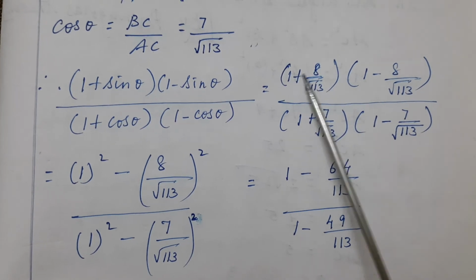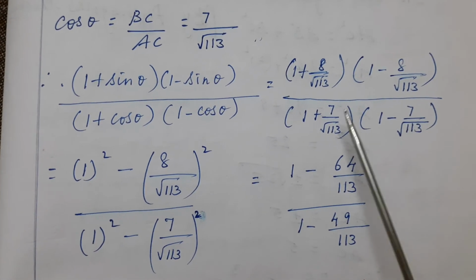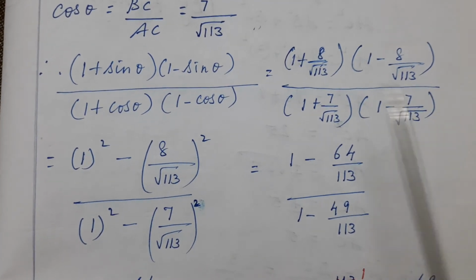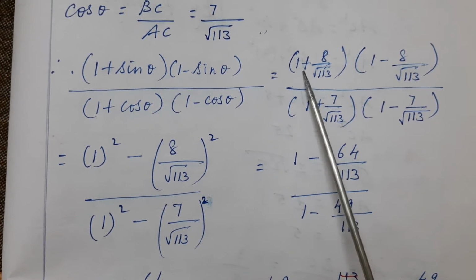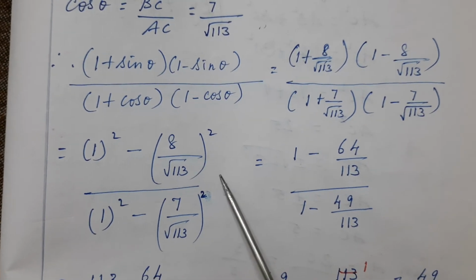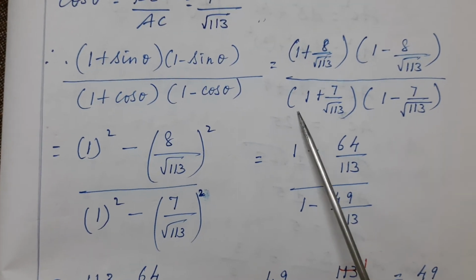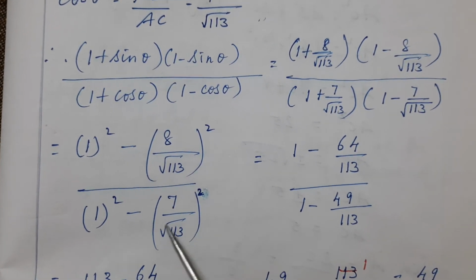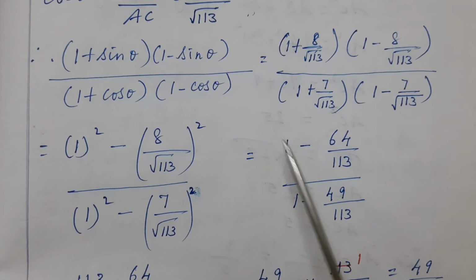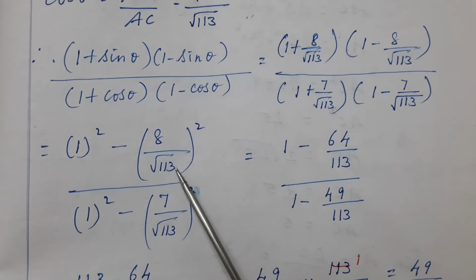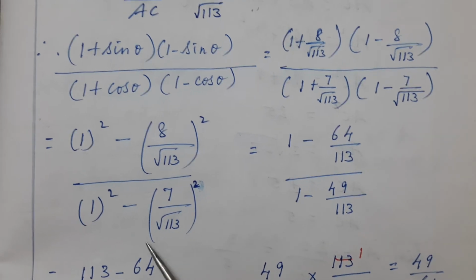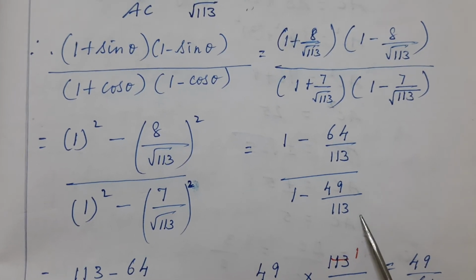Now this is of the form (a plus b)(a minus b), and this is also (a plus b)(a minus b). That is nothing but a square minus b square. So a square is 1 square and b square is (8 by root 113) the whole square. 1 square minus (8 by root 113) the whole square, by 1 square minus (7 by root 113) the whole square. That is equal to 1 minus 64 by 113, since root 113 into root 113 is 113. Same way here it is 1 minus 49 by 113.